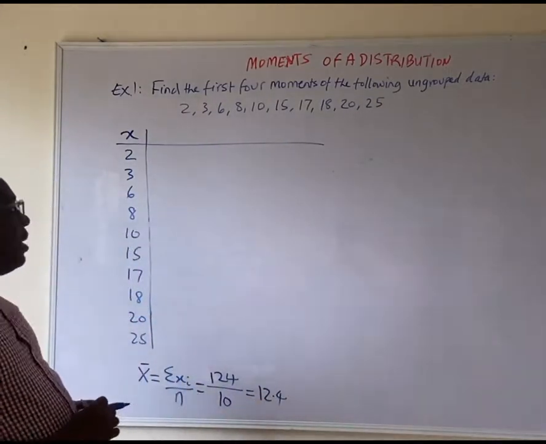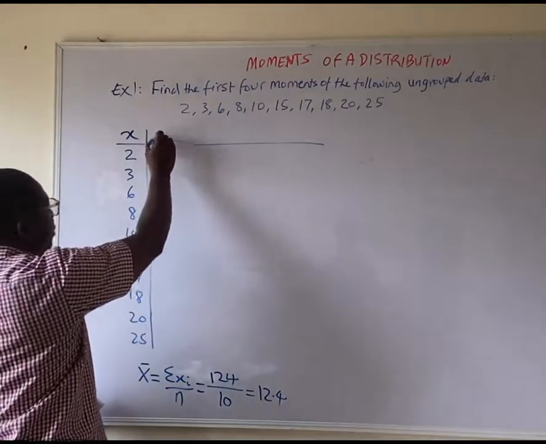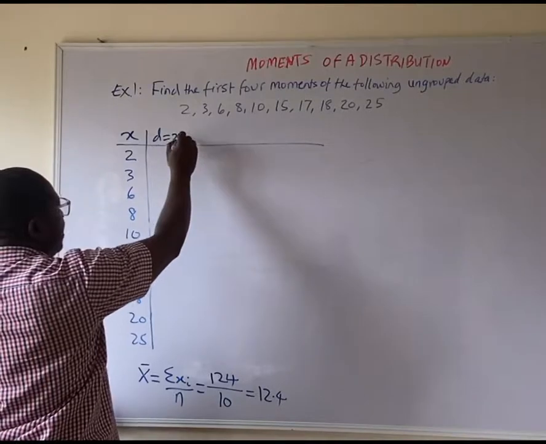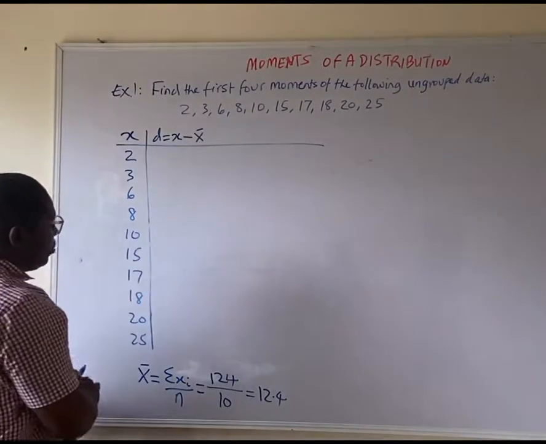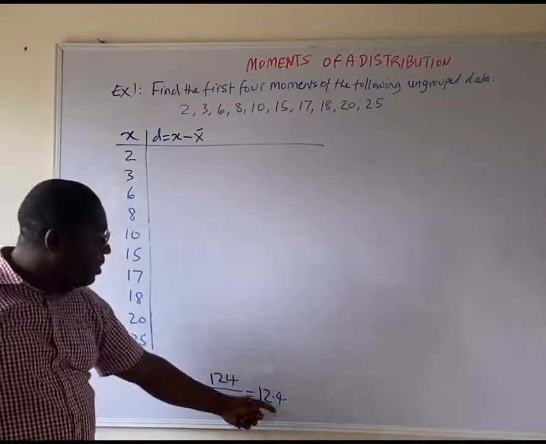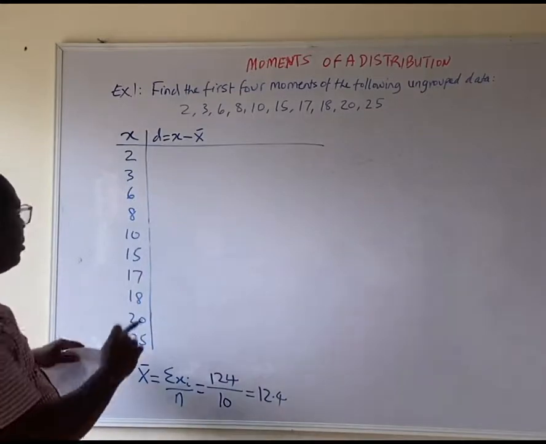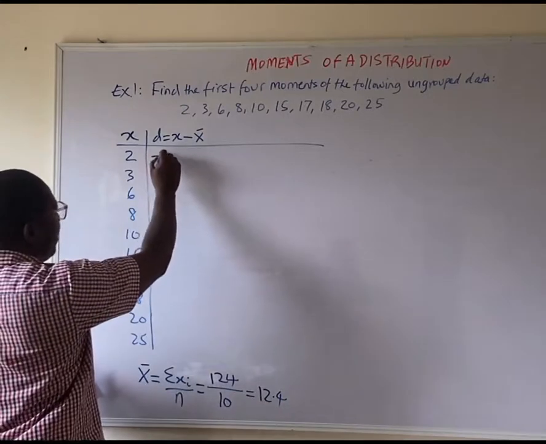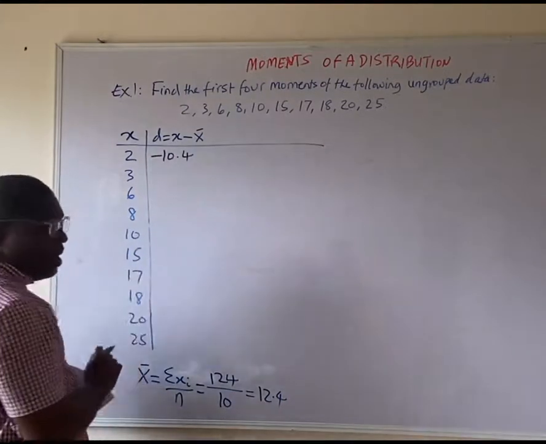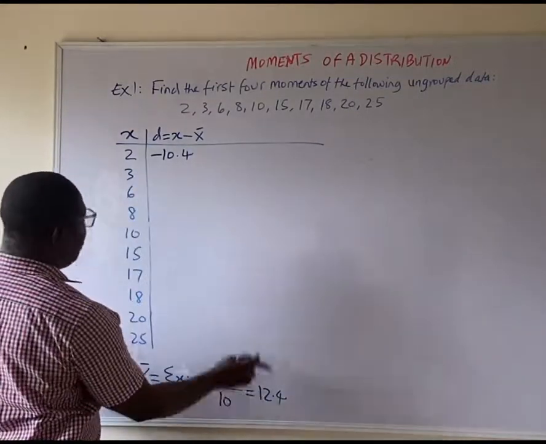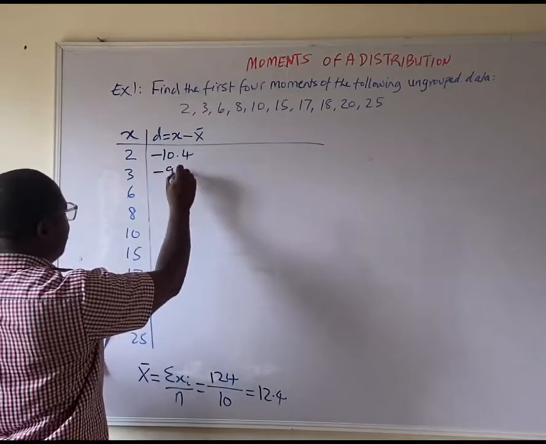That's our mean. Now the next thing we do is to find the deviation of this distribution. The deviation is given as x minus x bar. So for each of these observations, we deduct the mean. This one, 2 minus 12.4 will give us minus 10.4. Have you done that? Thank you. So let's move on. The next one, 3 minus 12.4 will give us minus 9.4.